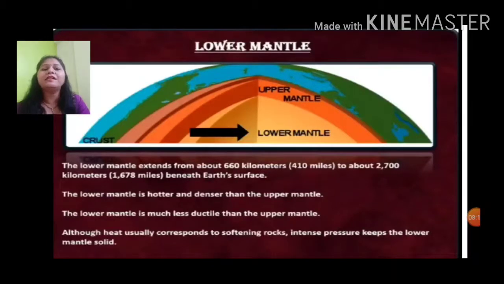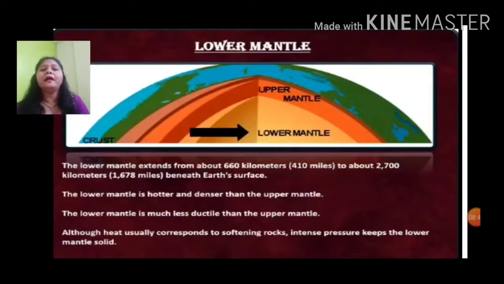Now the lower mantle extends from about 660 kilometers, that is 410 miles, to about 2700 kilometers beneath the earth's surface. The lower mantle is hotter and denser than the upper one. The upper one is in liquid state, right? The lower one is denser, that is, it is in solid state.